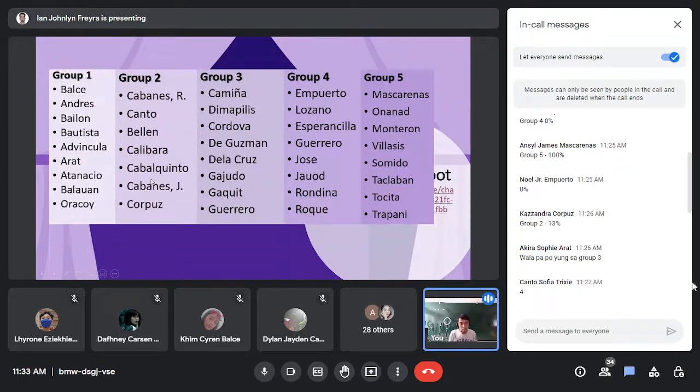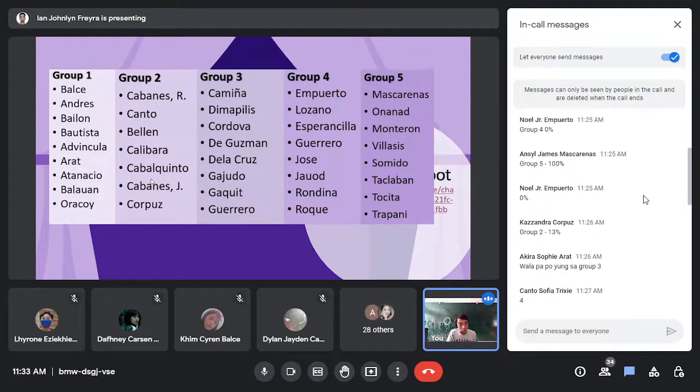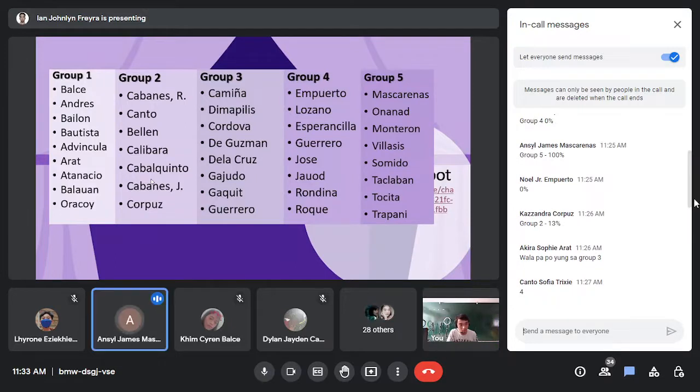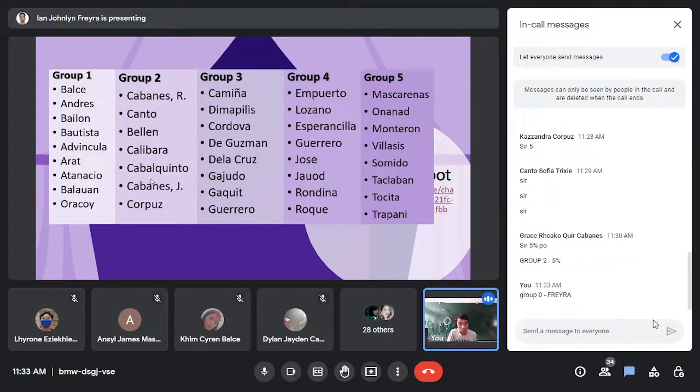Paano maglalagay ng username? Ilagay yung group. For example ako, group 0 dash yung apelido. Ganyan. Para alam ko kung anong group number nyo. Kita sa chat box. So lagay yung group number nyo dash surname. Okay? Send ko na yung link.